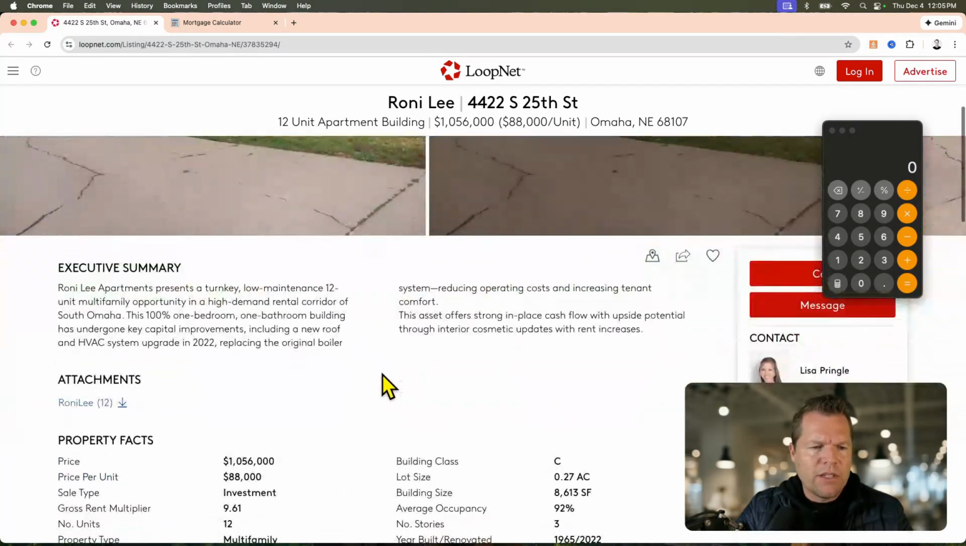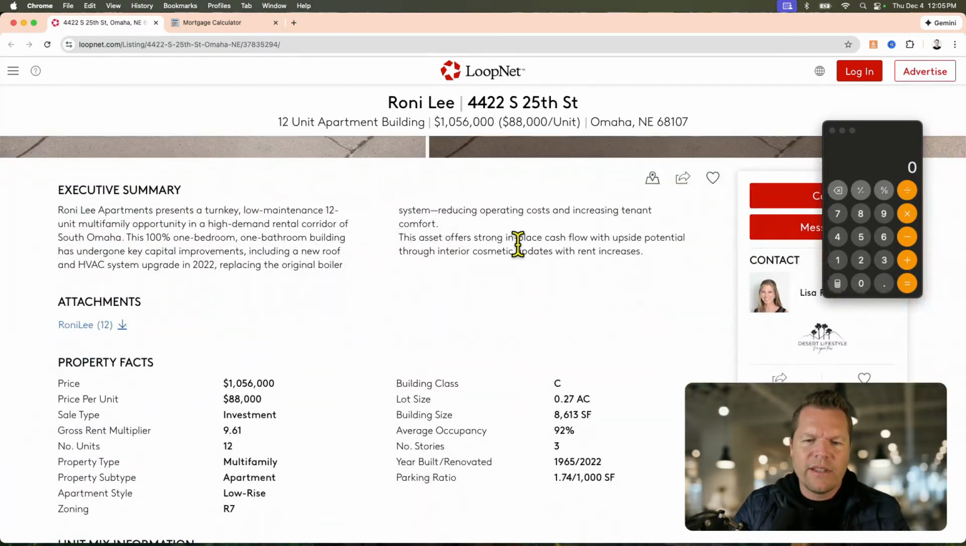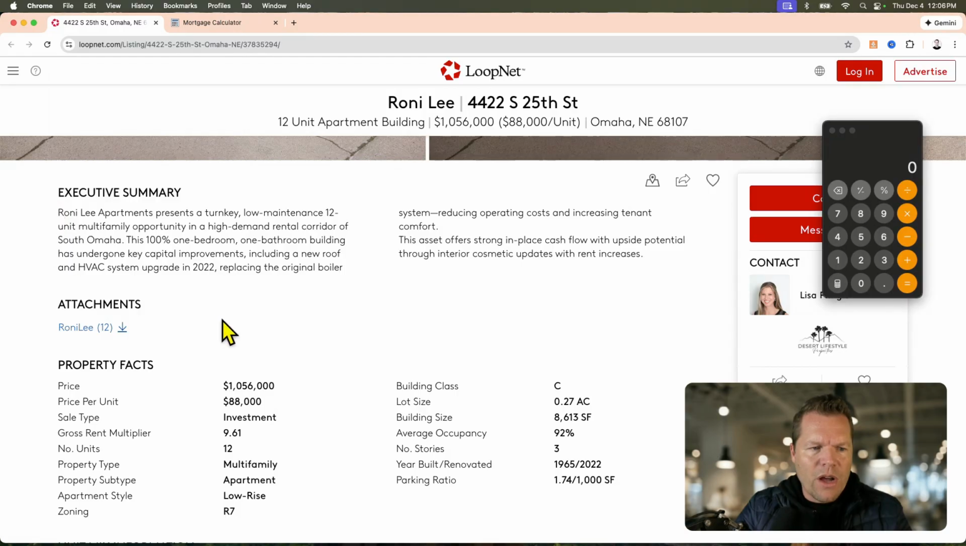So, okay, well, let's read the summary here. I don't really spend too much time on this, but sometimes it can give you some insight. I usually will look at it later, but let's just go ahead and read it right now. Okay, Ronnie Lee Apartments presents a turnkey, low-maintenance, 12-unit multifamily opportunity in a high-demand rental corridor of South Omaha. This 100% one-bedroom, one-bathroom building has undergone key capital improvements, including a new roof and HVAC system upgrade in 2022, replacing the original boiler system, reducing operating costs and increasing tenant comfort.